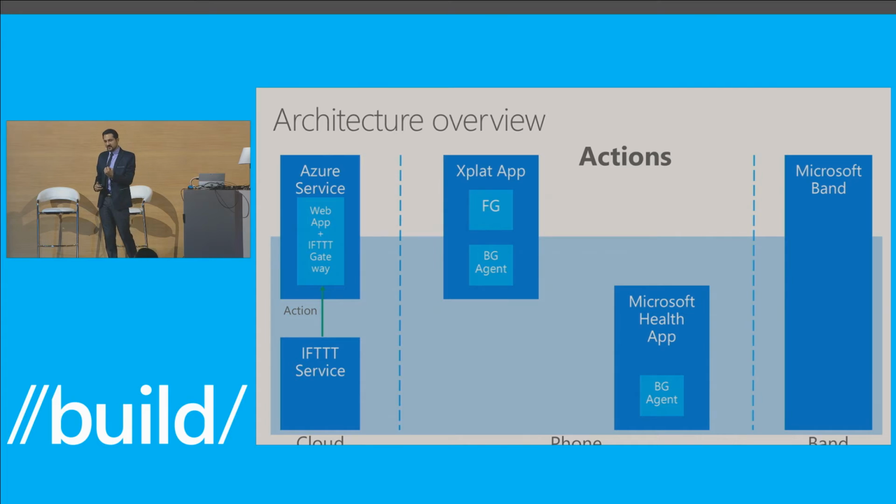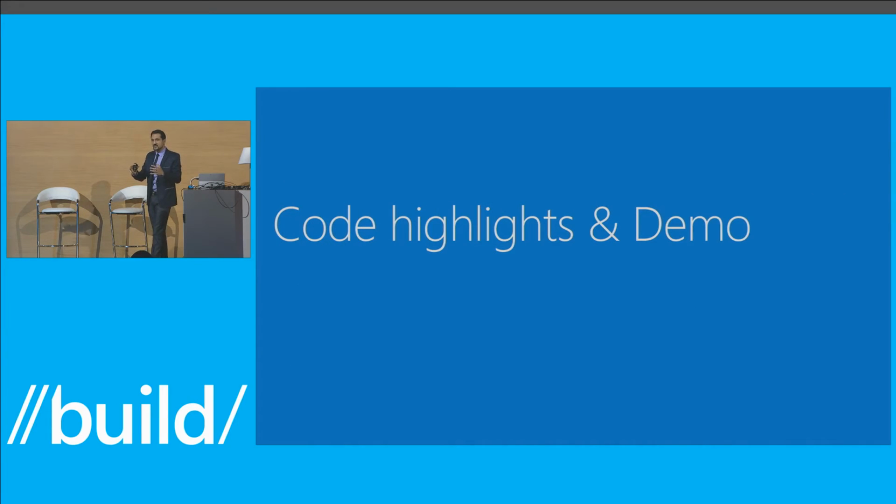Once IFTTT gets a notification for a trigger happening from a different service, IFTTT will invoke an action on your Azure service, which will then send the action data to the application using the platform notification service, depending on which application you have. It's Android or iOS or Windows Phone. The platform notification service will send that data over to the background agent. That background agent will then take that and send a happening notification and the action notification onto the Microsoft Band, and you will see the circle. So that's how the overall architecture works. Let's see the code highlights, and then we'll do a demo showcasing this app.